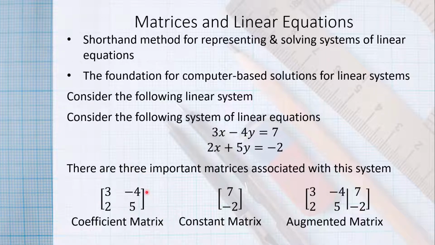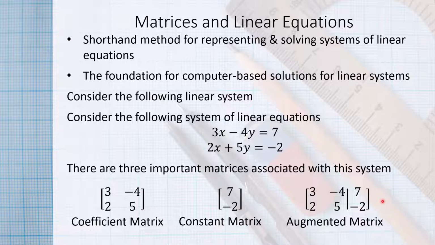One, we have the coefficient matrix, 3, -4, 3x, -4y, 2, 5, 2x, 5y. So the first column is kind of associated with the x variable. The second column is associated with the y variable. First row is the first equation, second row is the second equation. The constant matrix, which is associated with these two terms, and once again, first row, first equation, second row, second equation.